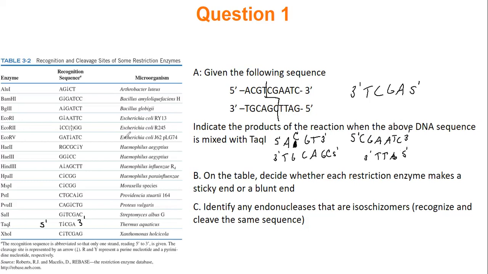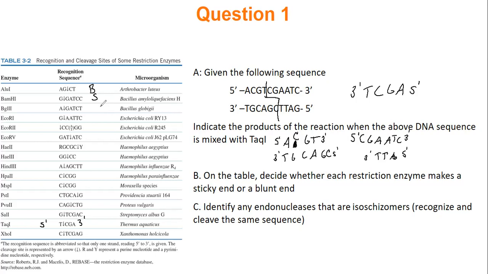So there's A. And then B, are we dealing with blunt ends and sticky ends? So I'm going to do B for blunt, S for sticky. And the idea is, if you're making an even cut, that is, you have the same nucleotides on each side, that's going to be a blunt end. If you don't, that's a sticky end. If you don't make an even cut, you're going to have overhang.